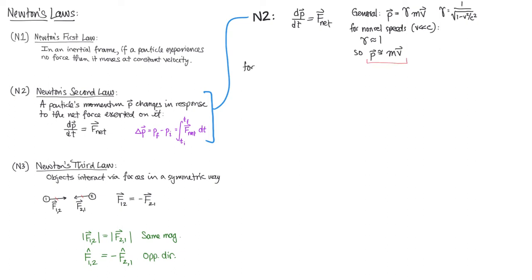Okay, so for non-relativistic speeds, the momentum is equal to mv, and so Newton's second law becomes a time derivative of mv is equal to the net force. Okay, so if we then make one further assumption, if the mass is constant, like let's say you have a ball and it's being pushed around by a force and the mass of the ball doesn't change, then the force is only going to bring about a change in the velocity of that ball. So if the mass is constant, we can factor it out of the derivative.